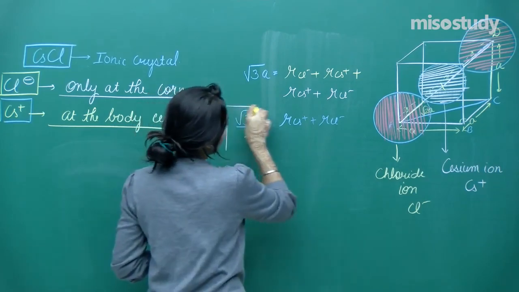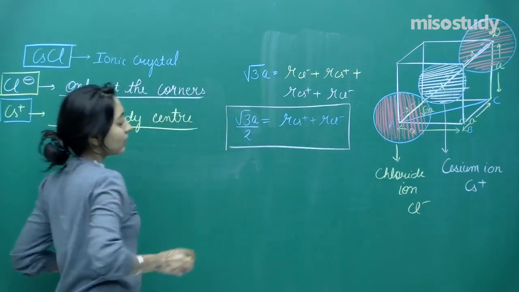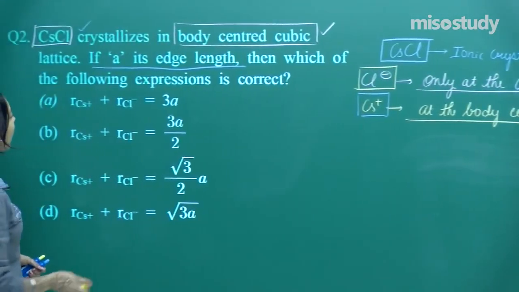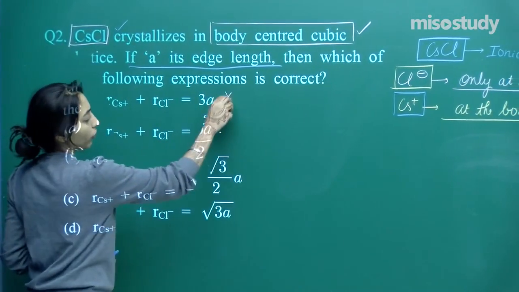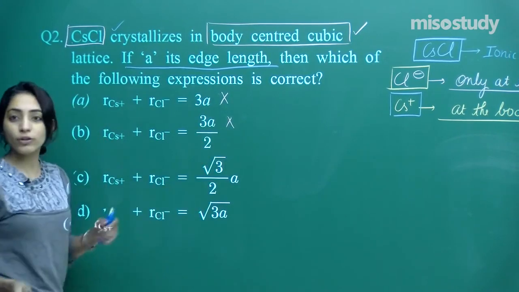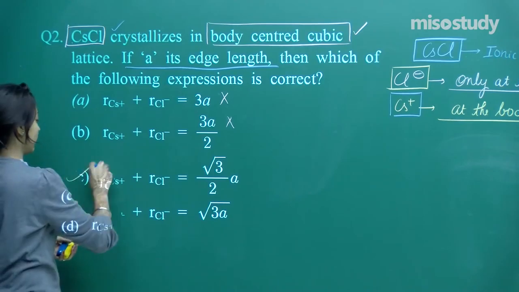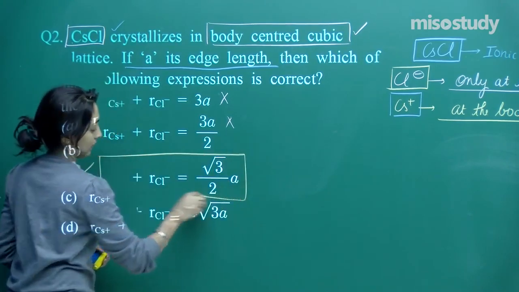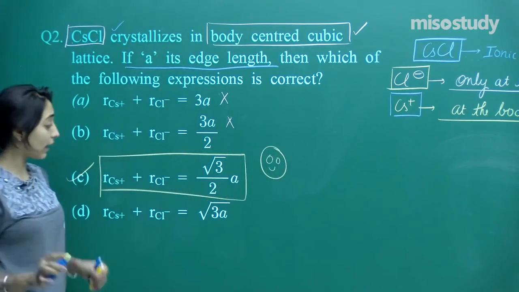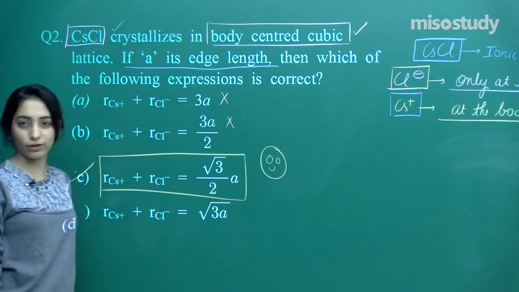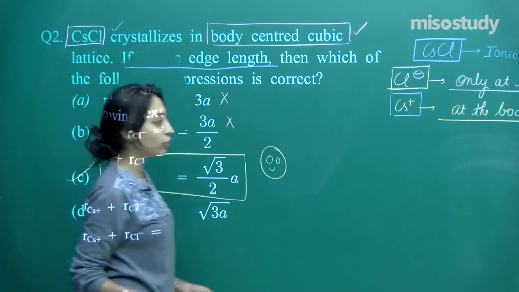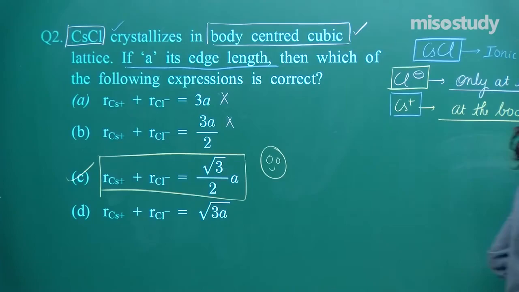Let's see if this matches the options given to us. Come over to the options. In the options we have r of Cs plus is equal to 3a, no. 3a by 2, no. Root 3a by 2, that's the correct answer. Yes guys, so we have got option C as the correct option for this particular question. Note it down very carefully.